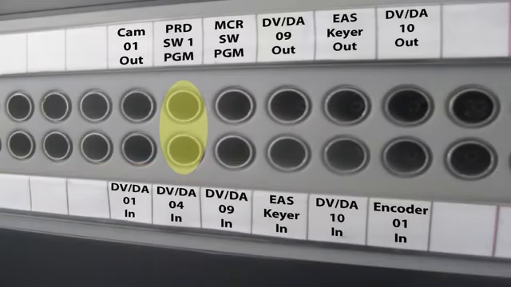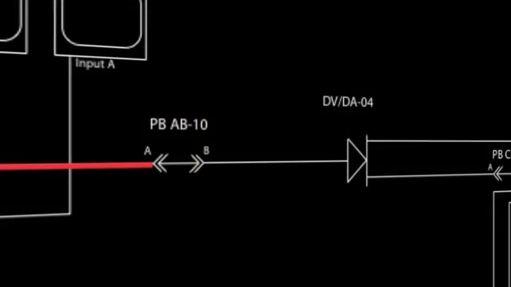This is the second patch point in our tutorial, from production switcher 1 program out to digital video DA number 4 in. This DA distributes the program output from the switcher.